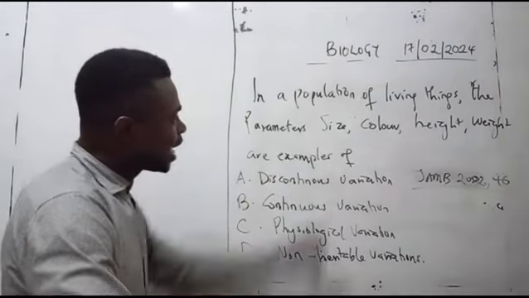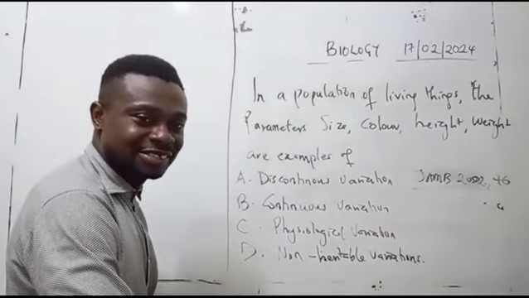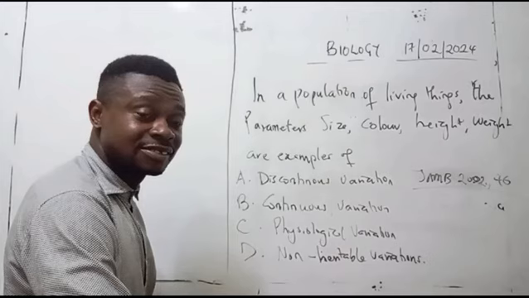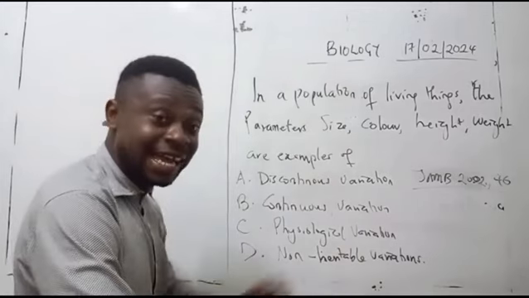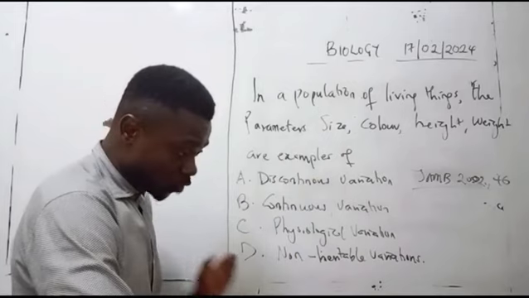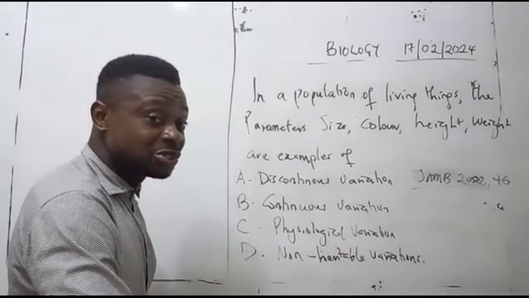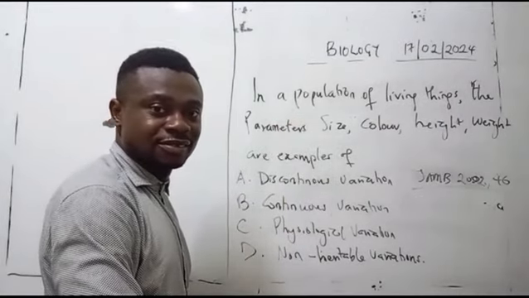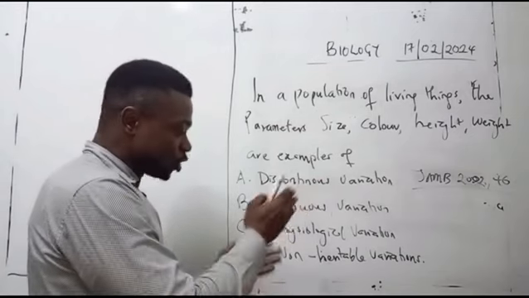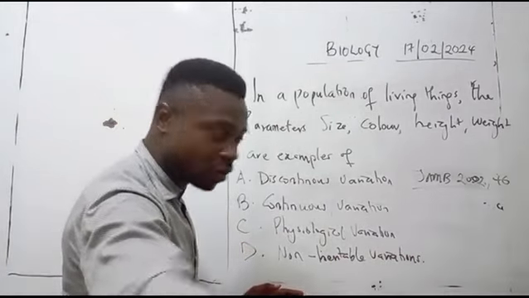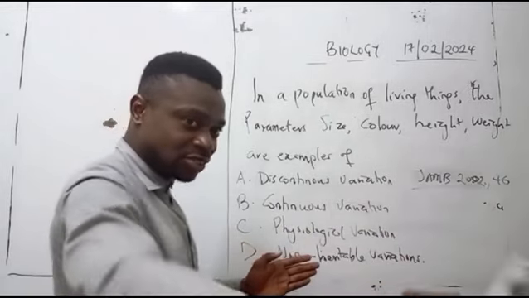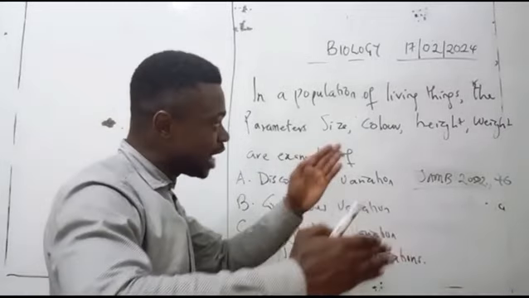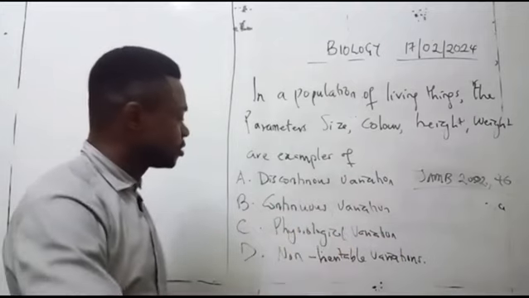Size, is it continuous or discontinuous? Size, height, weight, they are continuous. They are not discontinuous. The same thing with color. They are continuous, from color shades to a particular color. Size, gradual transition. Color, gradual transition. Height, gradual transition. Weight, gradual transition.